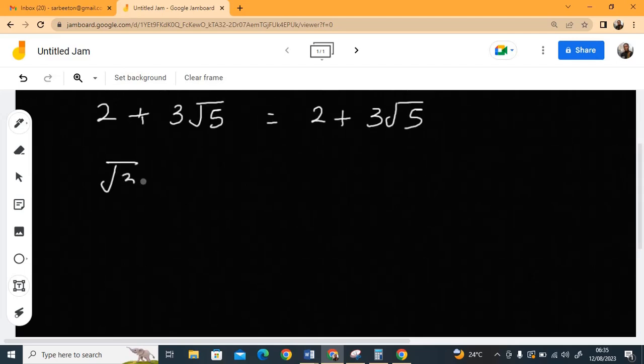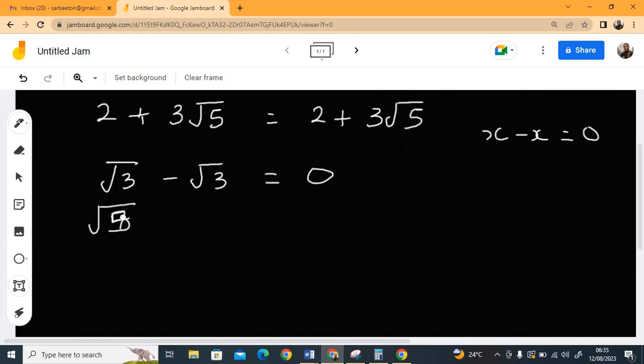Root 3 minus root 3. If you are given root 3 minus root 3, this will be 0. There's no change there because 1 minus 1 is 0, and 0 times root 3 is 0. It's just like saying x minus x, and x minus x is 0. If you are given root 5 minus root 7, it is still root 5 minus root 7. Nothing is going to change because they are not the same thing.